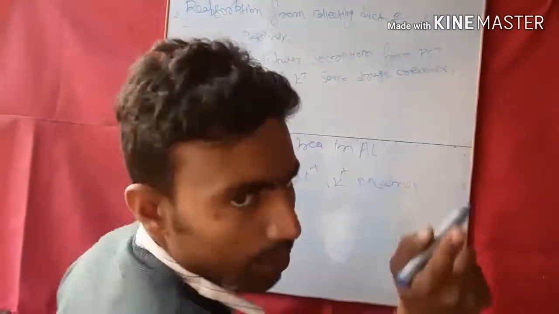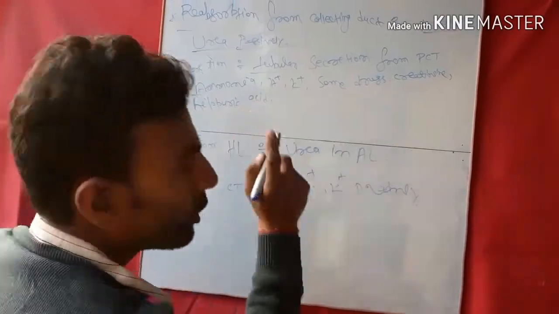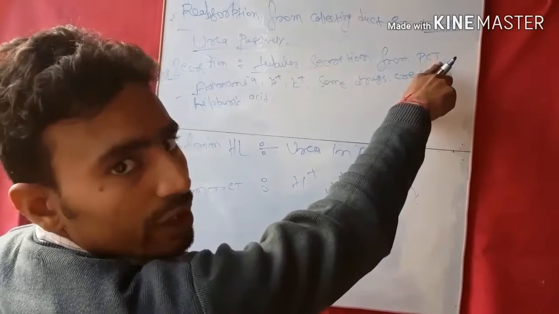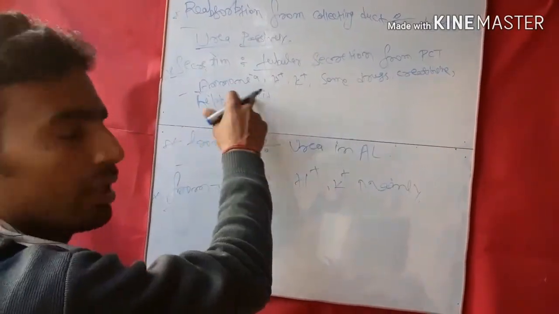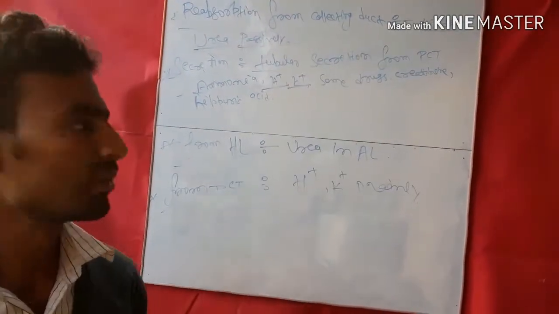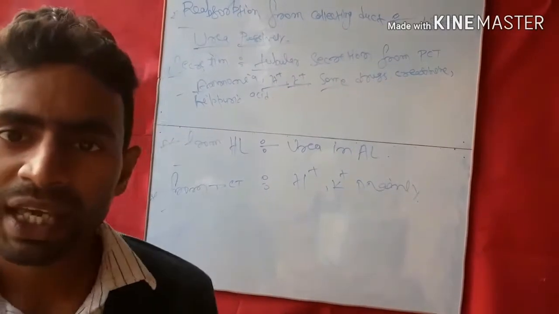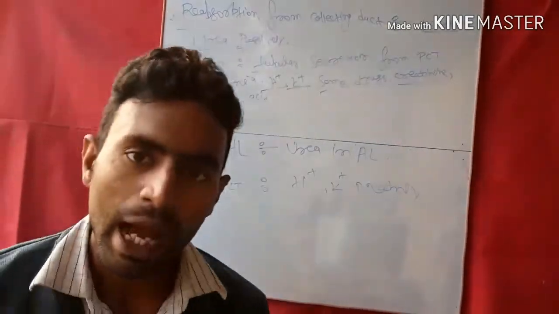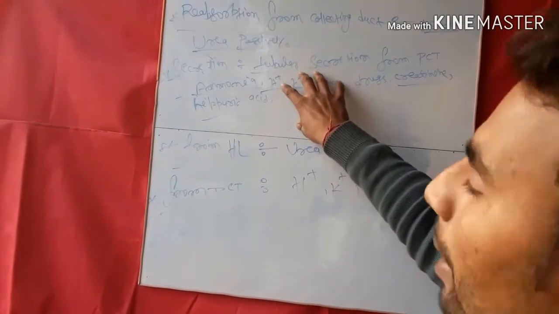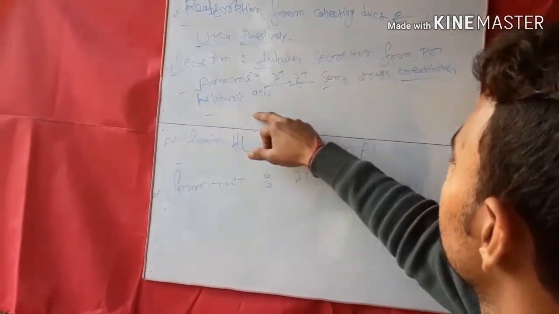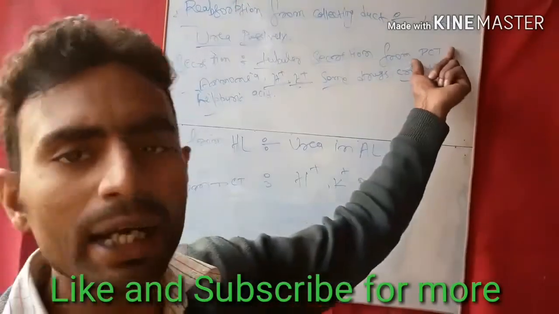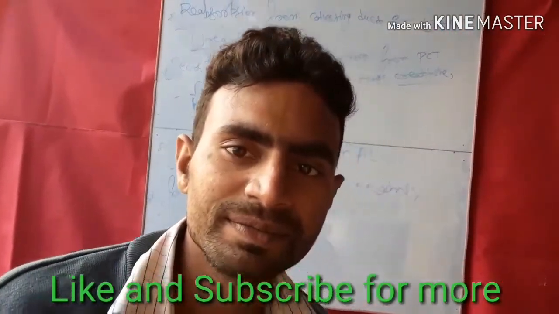Secretion, that is tubular secretion from the proximal convoluted tubule: ammonia, hydrogen ion, potassium, and some drugs, creatinine, hippuric acid. Okay, this is all secreted by the proximal convoluted tubule.